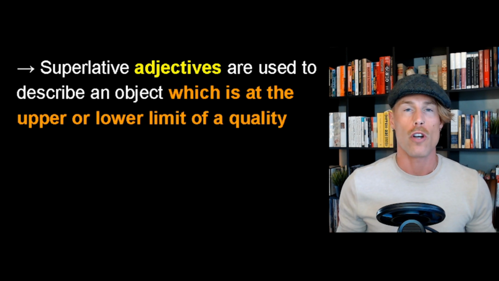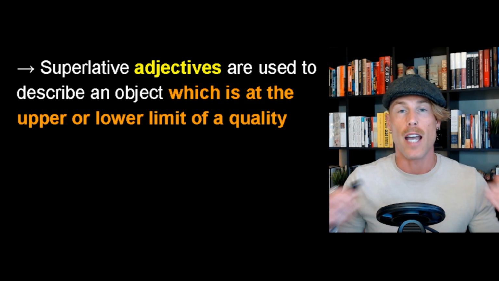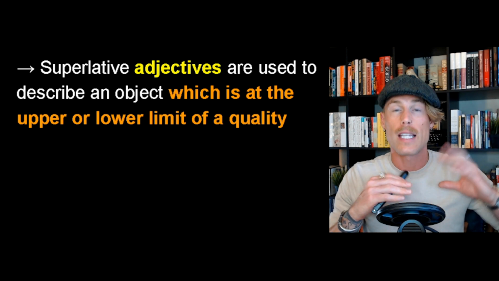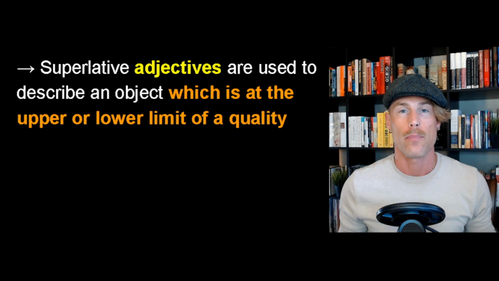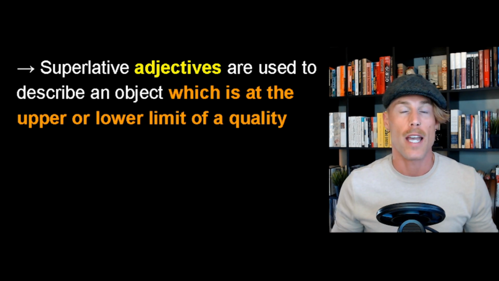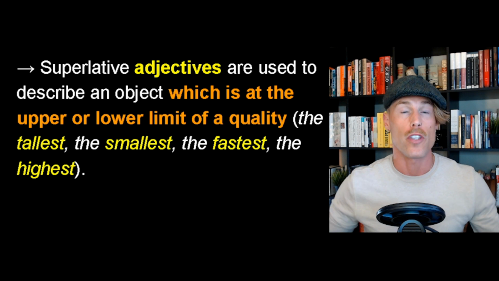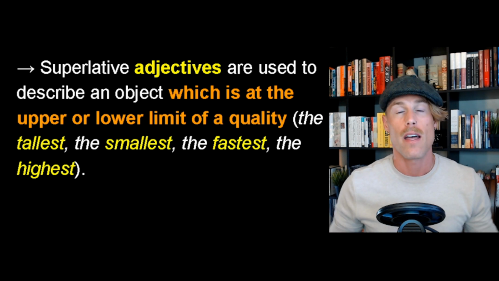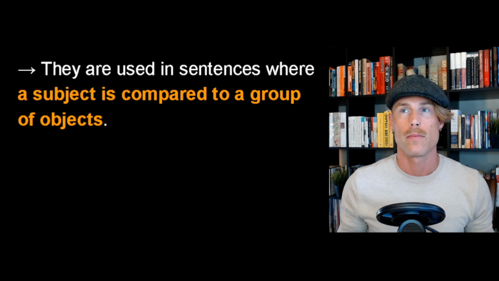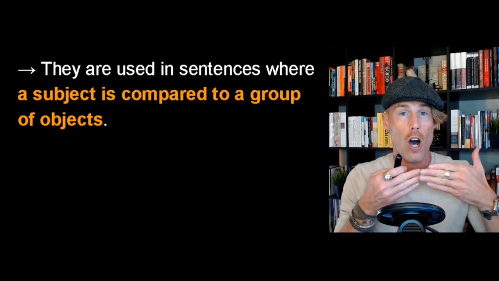Superlative adjectives are used to describe an object or a person which is at the upper or lower limit of a quality. A quality is what the adjective describes, the meaning of the adjective. The tallest, the smallest, the fastest, the highest. And superlative adjectives are used in sentences where a subject is compared to a group of objects.